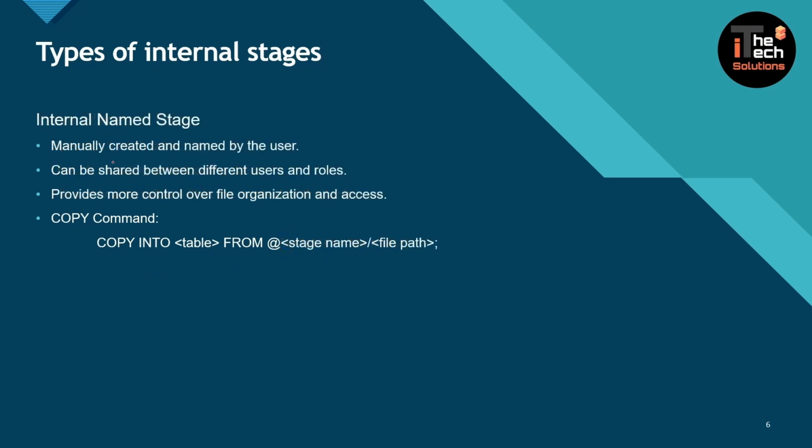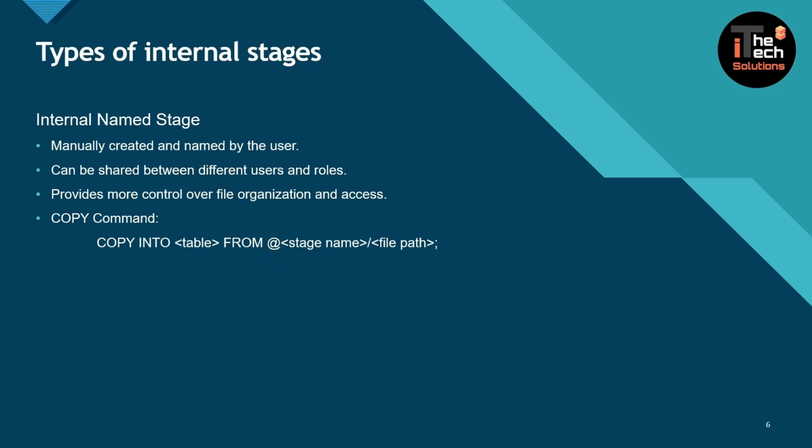The third one is the internal named stage. An internal named stage is not associated with any specific user, or even with any specific table. So it is a named stage. Like any other objects in Snowflake, anyone who has the privileges can access this stage and its files. It provides more control over file organization and access, and it can be shared between different users and roles. The difference is we don't use any symbol here. It's just the @ sign and then the stage name. So this is called an internal named stage.